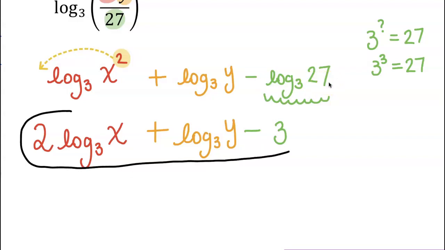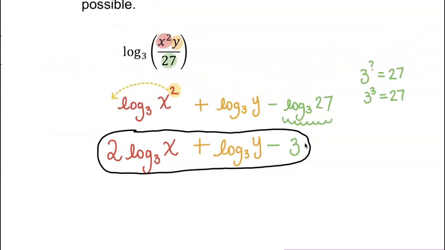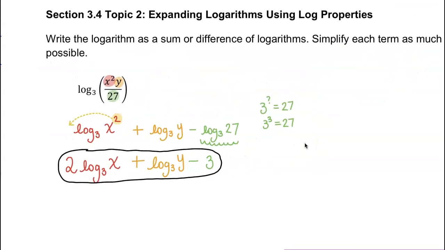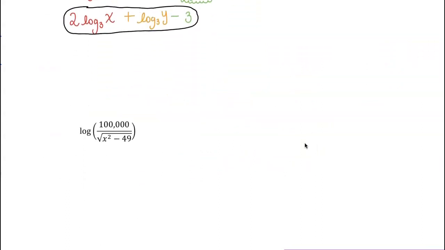So we've expanded out using the sum and difference property, brought down the exponents using the power property, and if there's anything that can be evaluated, then we go ahead and evaluate that. So that was the first example. Let's see if I have another one down here. Oh, yes, I have another one. All right, let's talk about this one.